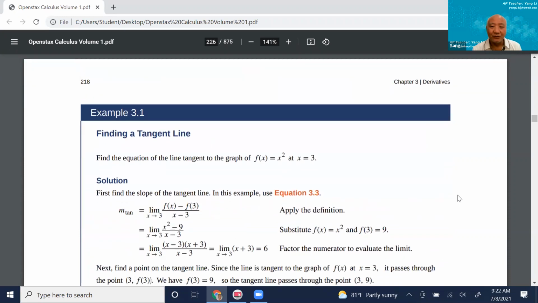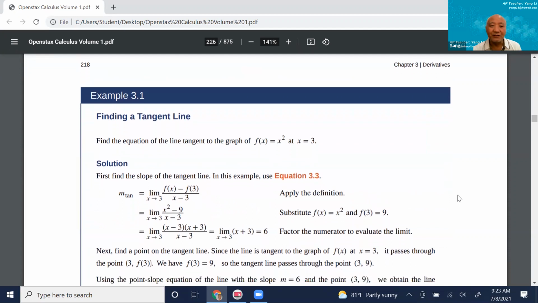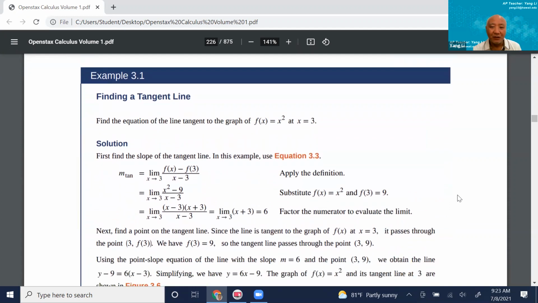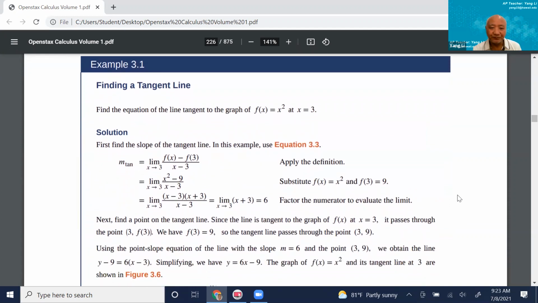Now, to practice more, let's do some examples first. Let me explain this example.